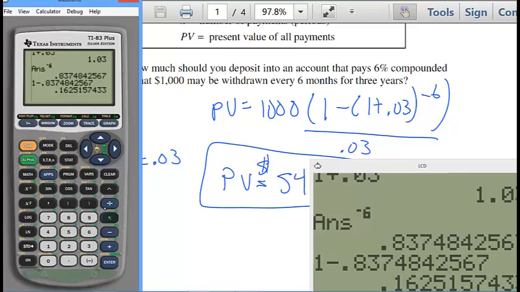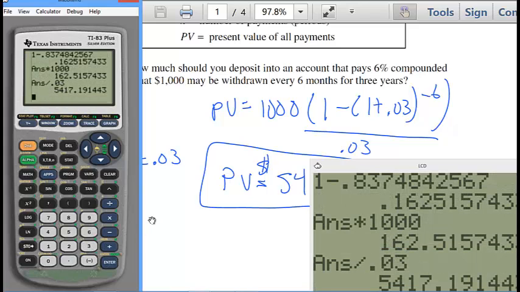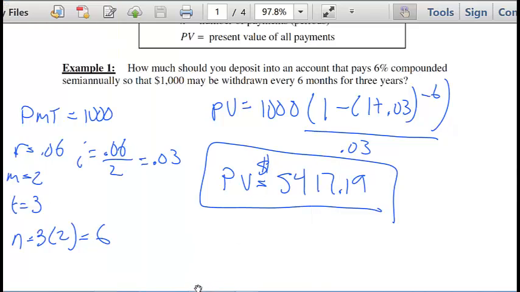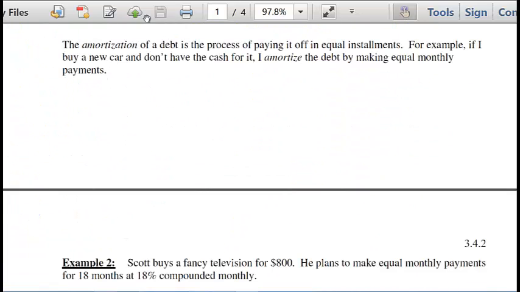So times 1,000 divided by 0.03. And it should match the 5417. So it does. Yay. Okay, and then let me scroll down to, let me pause this.